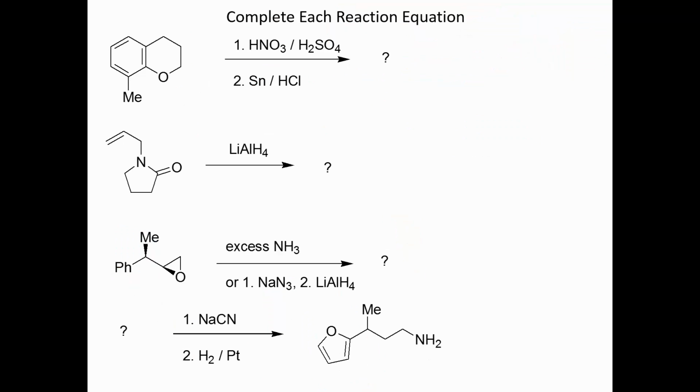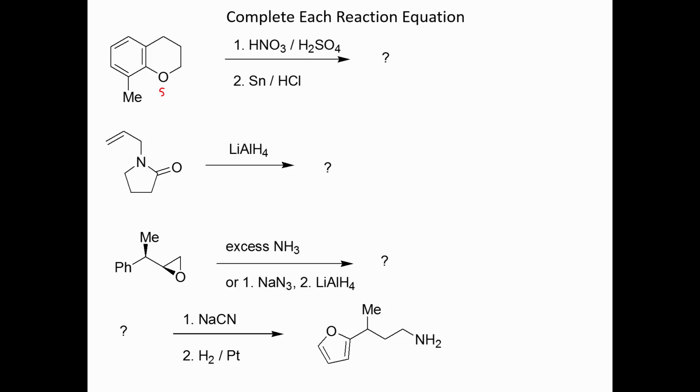Okay, let's do a few problems here. Let's complete each reaction. All right, so in the first one, we're nitrating a benzene ring and then reducing it. So we're going to get an NH2 group somewhere on this benzene ring. All right, so what do we have to do here? We have to figure out who's the best electron donating group.